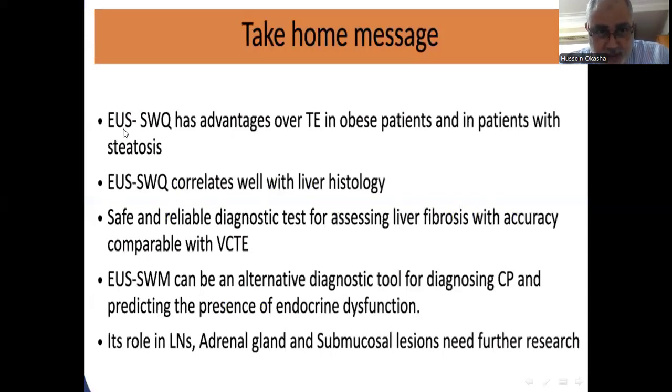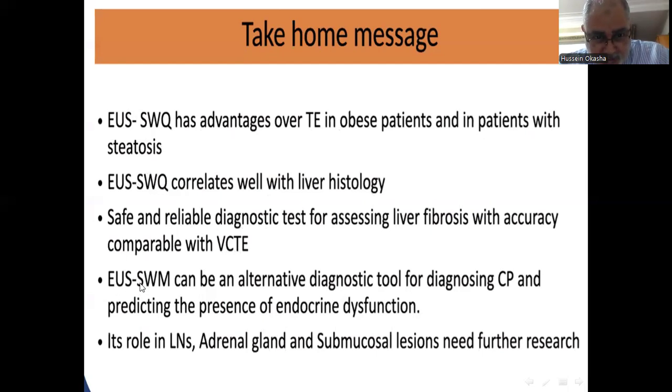So, they concluded that EUS shear wave quantification has advantages over transient elastography done percutaneously by sonography in obese patients and patients with steatosis. EUS SWQ correlates well with liver histology. It is a safe and reliable diagnostic test for assessing liver fibrosis with accuracy comparable to vibration-controlled transient elastography.